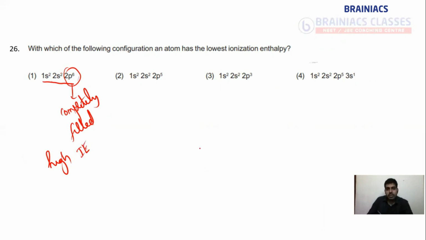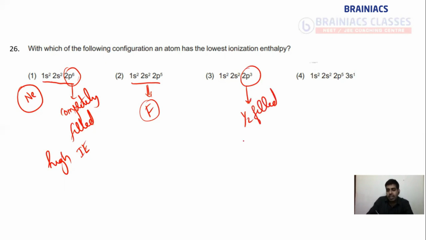Now here this one is not completely filled, but we know that 1s2, 2s2, 2p5 is the configuration of fluorine, and fluorine has high ionization energy. Now this is the configuration 1s2, 2s2, 2p3, which is half filled. Here p is half filled. Half filled and completely filled are always having high ionization energy. This is the configuration of nitrogen.